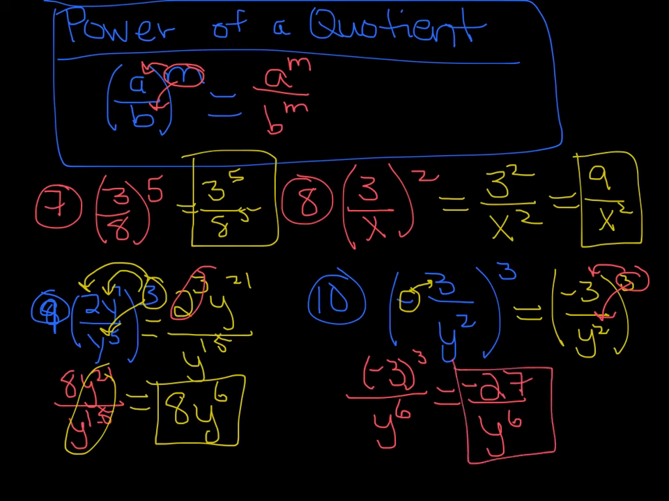If you want, by the way, feel free to work that out on the side. Negative 3 times negative 3 times negative 3. Go for it if you want to. Otherwise, I recommend that you memorize that 3 to the 3rd is 27. Either way is okay with me, though.